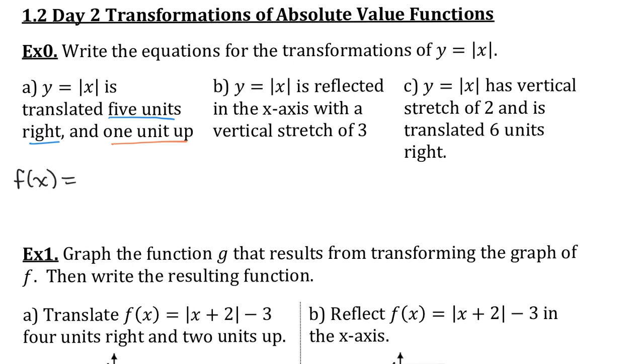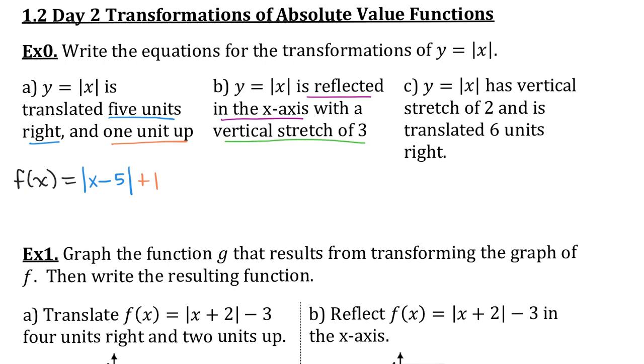Okay, so 5 units right of absolute value. So absolute value of x minus 5 moves it right, up 1, plus 1. Okay, let's go to the next one. Y equals absolute value of x is reflected in the x-axis with a vertical stretch of 3.